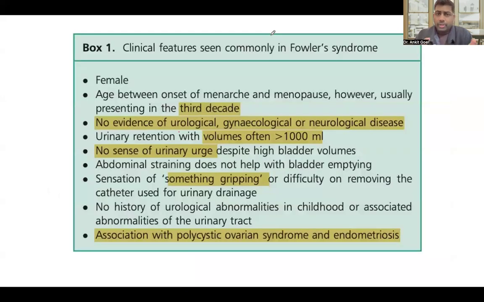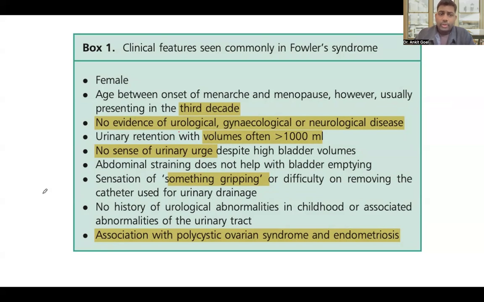So these are the very characteristic features of Fowler syndrome. It has to be a young lady, usually in the third decade, and it's almost never seen in postmenopausal ladies. There is a reason behind it. We'll discuss it subsequently. There should be no underlying neurological or urological disease. And she comes to you with retention, and she has more than 1 liter of urine in her bladder, and she doesn't have any urgency in spite of such a high residual urine, or in spite of such a full bladder. When you remove the catheter, there will be some gripping sensation, difficulty because of the sphincter activity. We'll discuss that activity in a while.